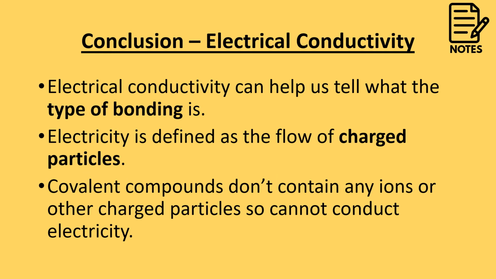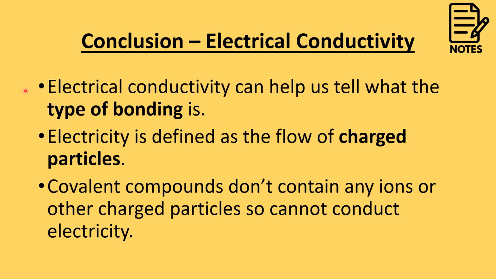Now, to understand why that's happening and to get a little bit of the chemistry behind it, what we need to do is to understand a little bit more about what electricity is. So the first thing to remember is electrical conductivity only helps us with the type of bonding. So remember, we've got two things we want to find out here: the type of bonding, and we also want to know the structure that it has, whether it's molecular, network, or lattice.